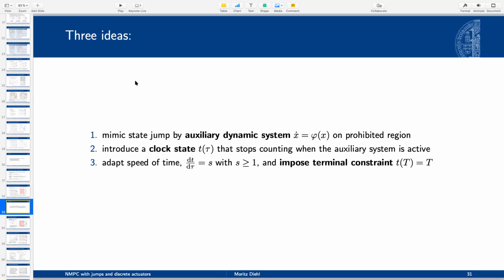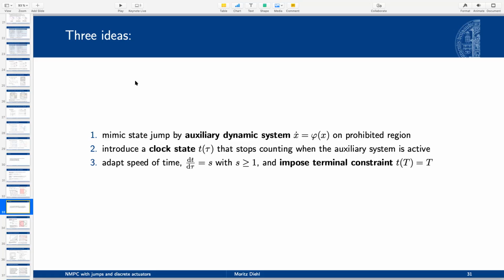That's the trick. And then we adapt the speed of time with a positive parameter s, which should be bigger than 1. That allows us to, so to say, catch up. And we impose a terminal constraint. We think of constraints here all the time. So why don't we just add a terminal constraint that says this state t at the very end of our horizon should be equal to t.